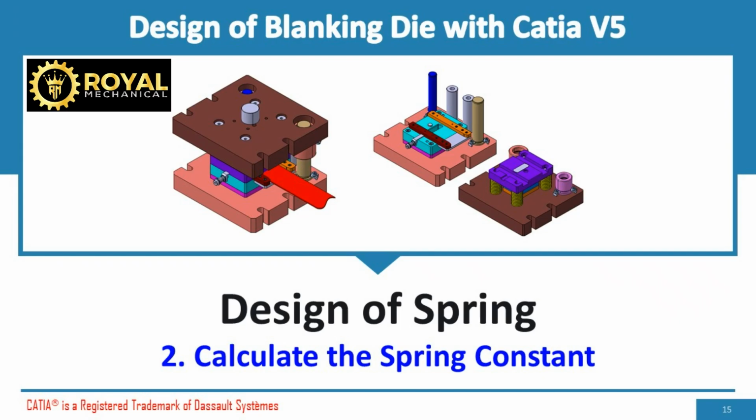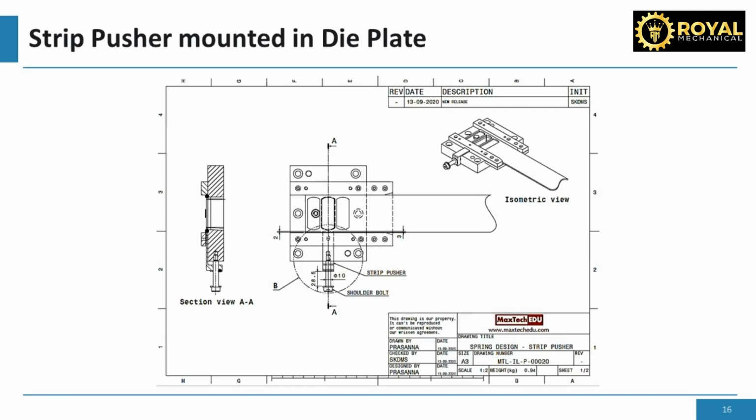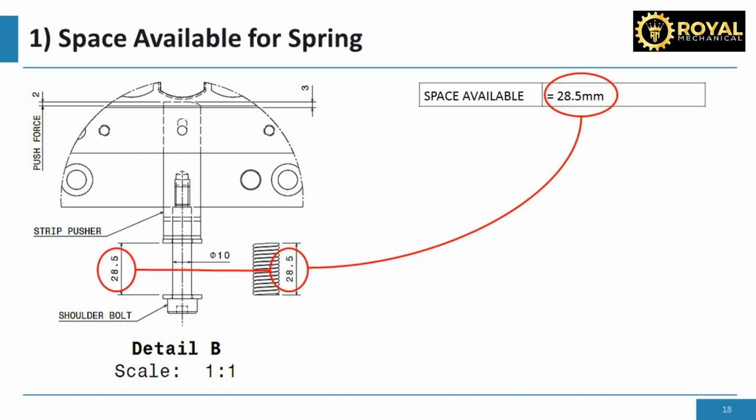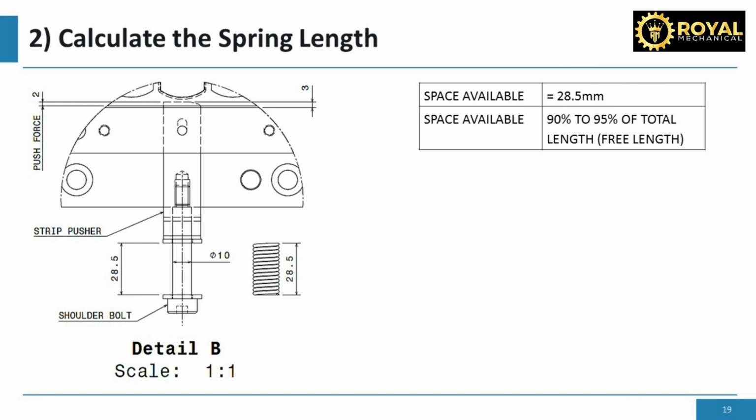Now let's calculate the spring constant in the second step of the spring design process. What you are seeing on the screen is the drawing of the strip pusher mechanism. Let's take a closer look at the strip pusher mechanism. As you can see, the space available for mounting the spring is 28.5 millimeters. Remember, we had measured the same value on the 3D design. Generally, when we mount, the spring is preloaded by 5% to 10% of its length.